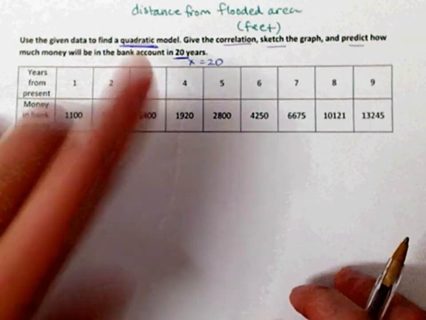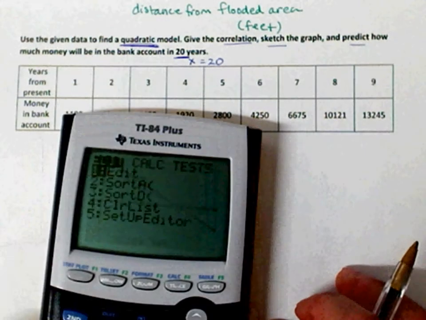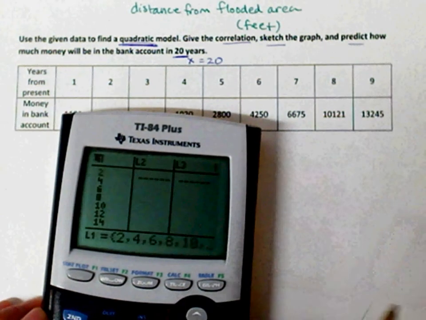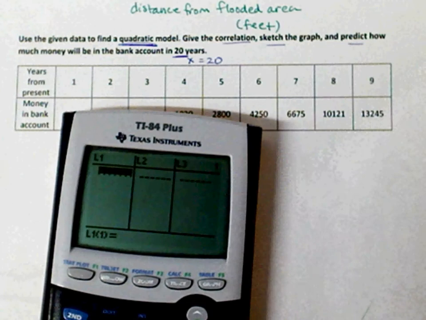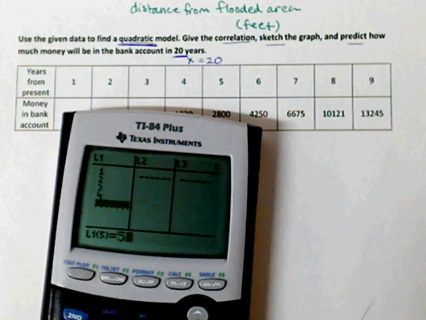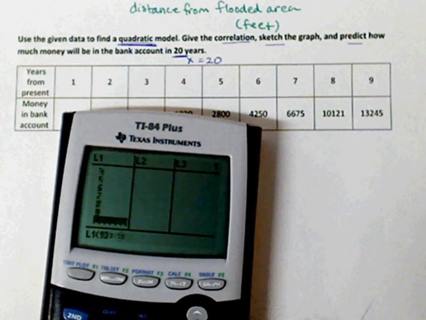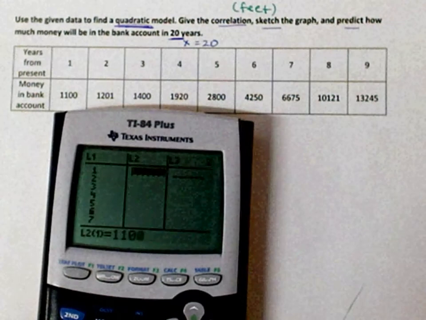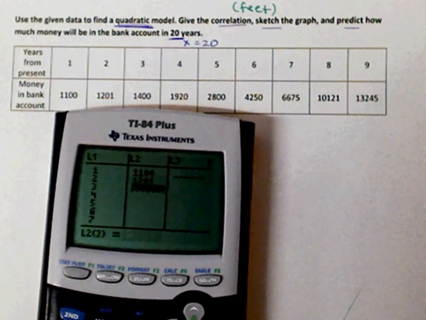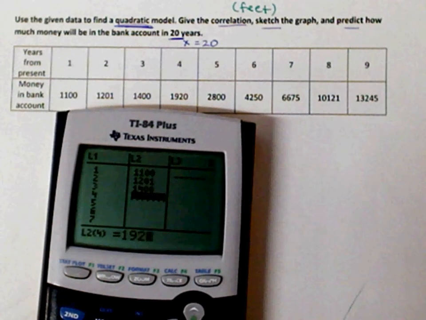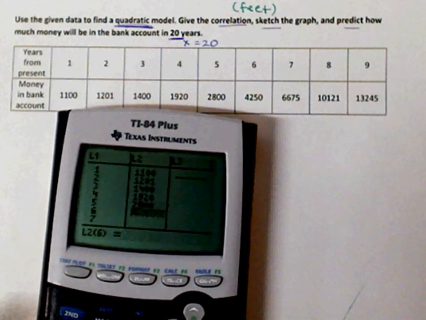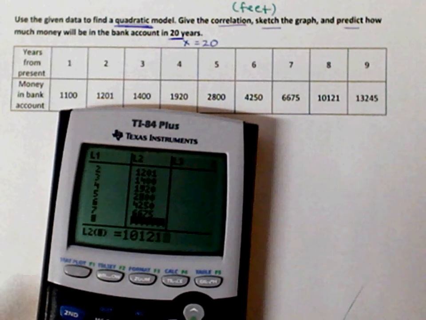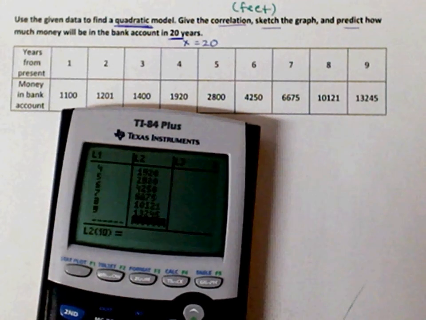So we're just going to enter the data. Go to Stat, Edit. I'm going to clear all that so I don't accidentally have extra numbers. And we're going to go 1, 2, 3, 4, 5, 6, 7, 8, 9. Arrow over. Let's enter the money in the bank: 1100, 1201, 1400, 1920, 2800, 4250, 6675, 10121, 13245. For every x, make sure you have a y, and make sure your numbers are correct.